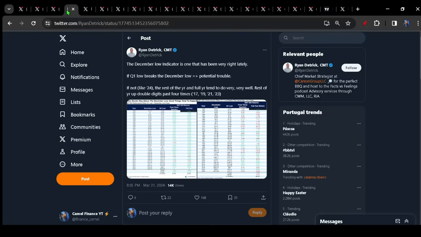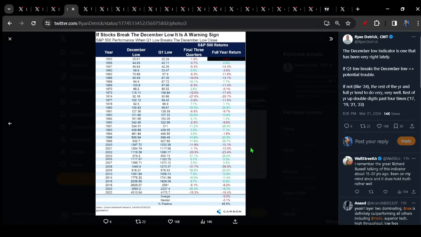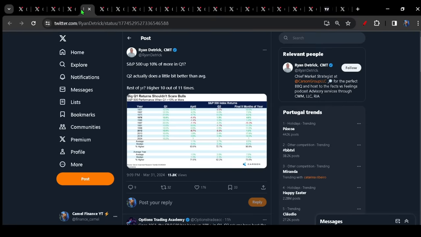It is indeed alpha. Taking a look at some historical data, the December low indicator is one that has been very right of late. Now, if the Q1 lows break the December lows, then we are potentially heading for trouble. If not, just like we saw in 2024, the rest of the year and full year tend to do very, very well. The rest of the year is up double digits. The past four times it occurred tells us to keep an open mind about better than expected outcomes walking forward.